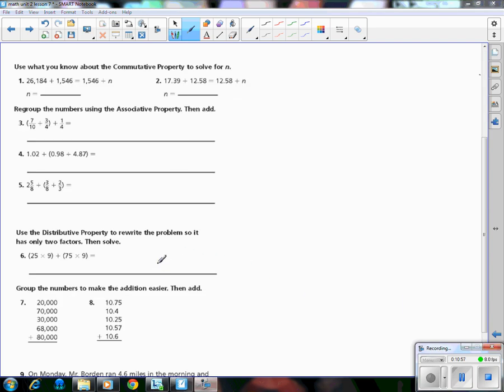So in our problem number 6 here, if we look at the way it's written here, we have 25 times 9 inside parentheses plus 75 times 9 in parentheses. So that 9 has been distributed out to multiply both numbers separately. But if we look at the numbers that are being multiplied by 9, we have 25 and 75. And I can easily add those together mentally to come up with 100.